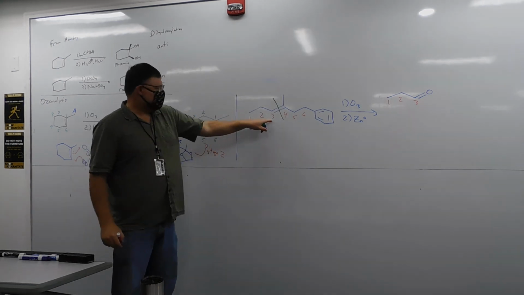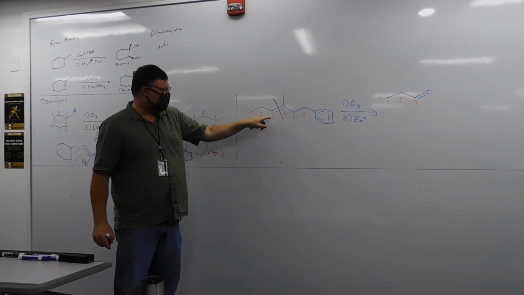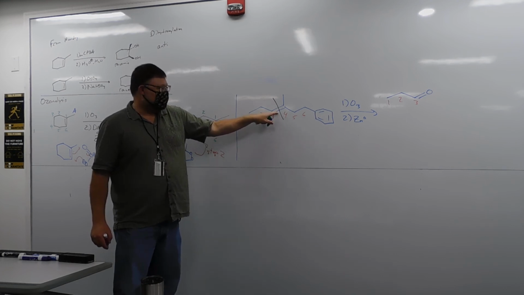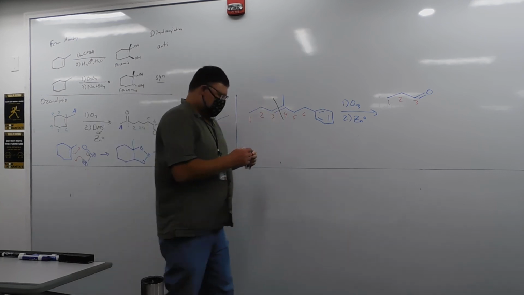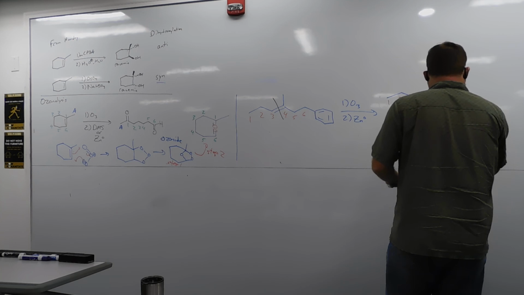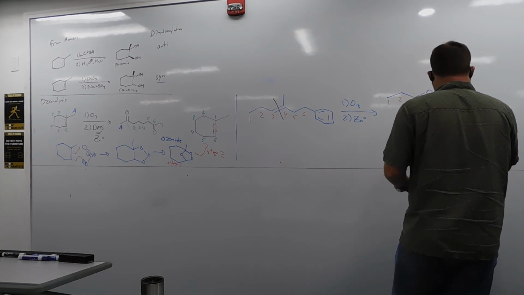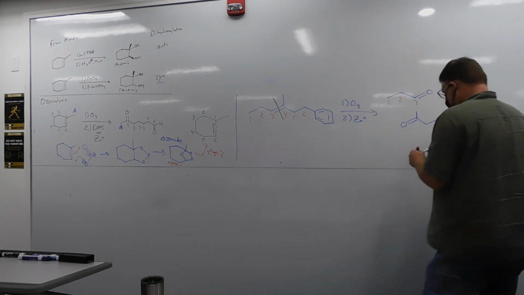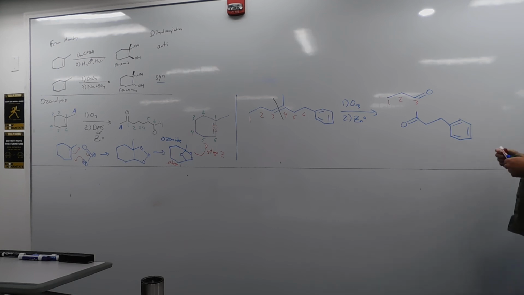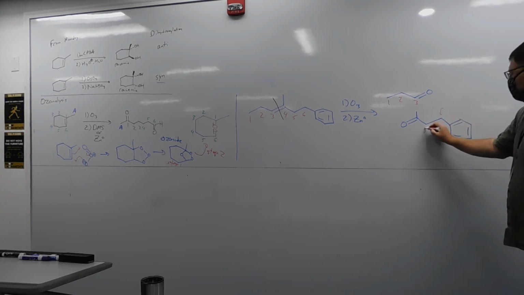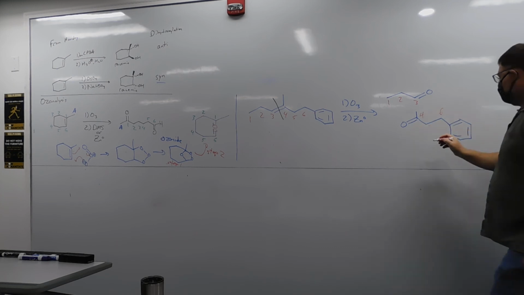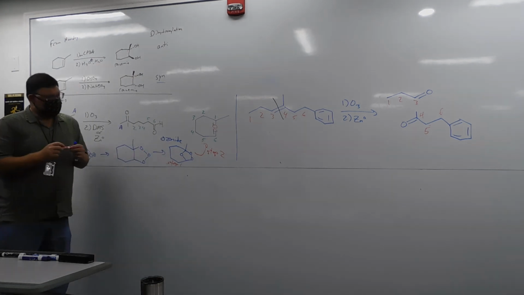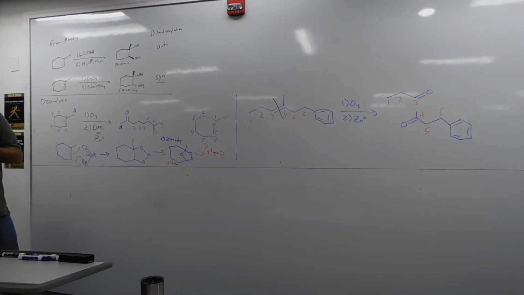Okay, so 1, 2, and 3. The bonds we're going to break are between 3 and 4. So 1, 2, 3 all stay bonded together. 3, instead of being double bonded to a carbon, will be double bonded to an oxygen. And then the other side, we're going to get a ketone. This is going to be that. So 4 becomes a carbonyl, double bond to an oxygen. 5, 6 stay the same.